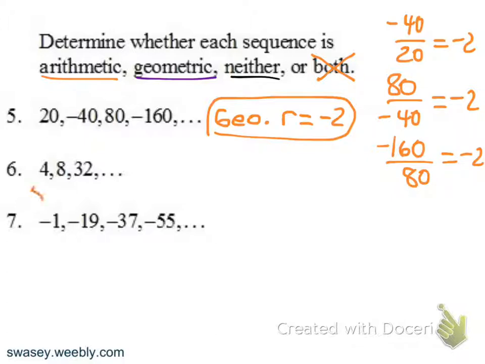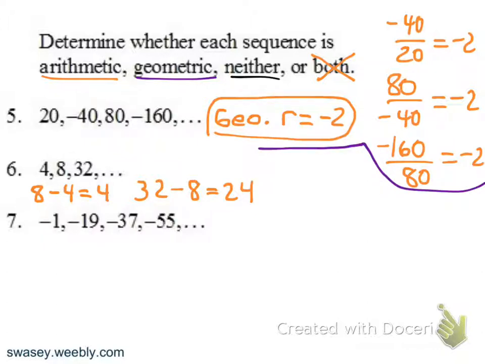So we'd say it's geometric, and our common ratio is negative 2. All right, 6, if we do 8 minus 4, we get 4. 32 minus 8 is 24, so it's definitely not arithmetic. If we try ratios, we get 8 over 4, which is 2, but then 32 over 8 is 4, so it's not geometric either, so it's neither.